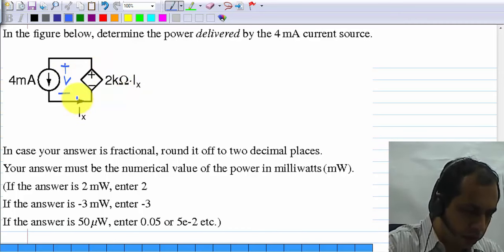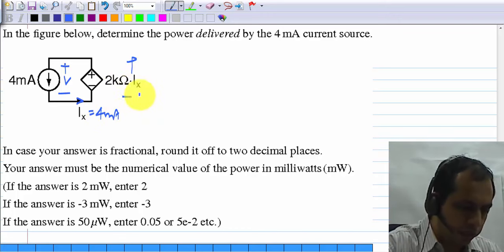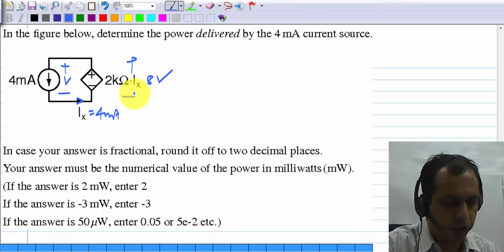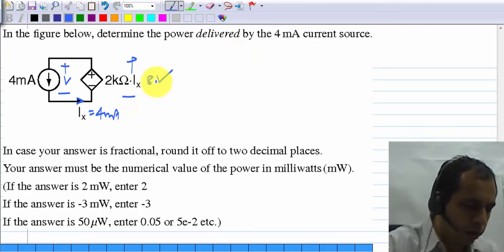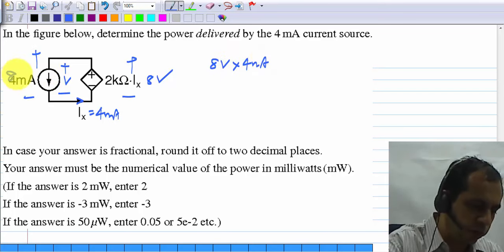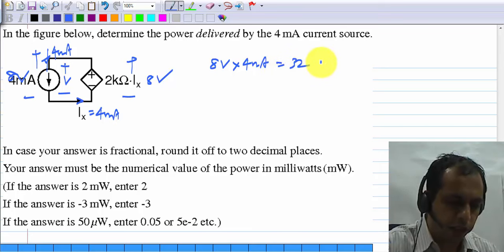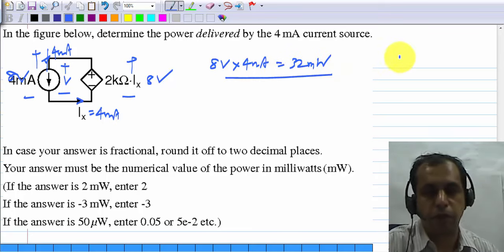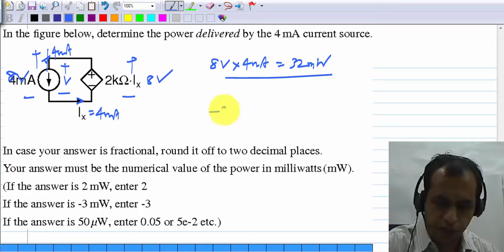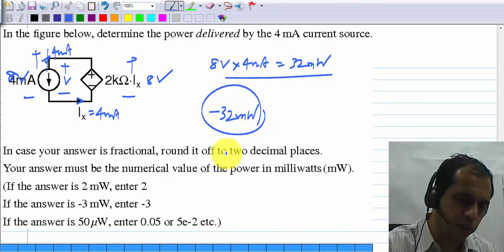So how much will be V? First of all, this is Ix, which is 4 milliamps, and in this polarity the voltage is 2 kilo ohms times 4 milliamps, which is 8 volts. So the power absorbed in the current source is 8 volts times 4 milliamps, because we have 8 volts in this polarity and 4 milliamp flowing in that polarity. So this is 32 milliwatts, but this is the power absorbed. So the power delivered will be minus 32 milliwatts.